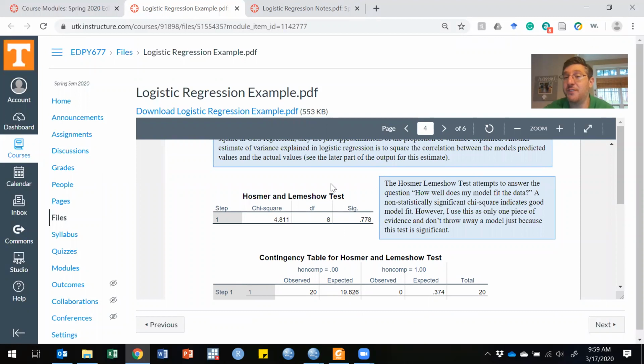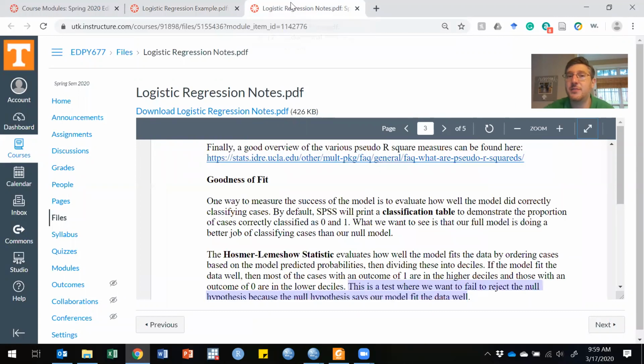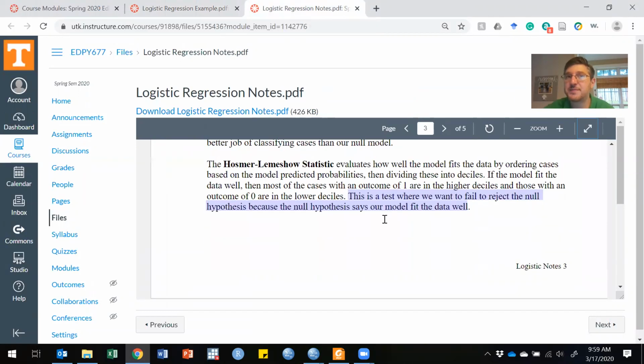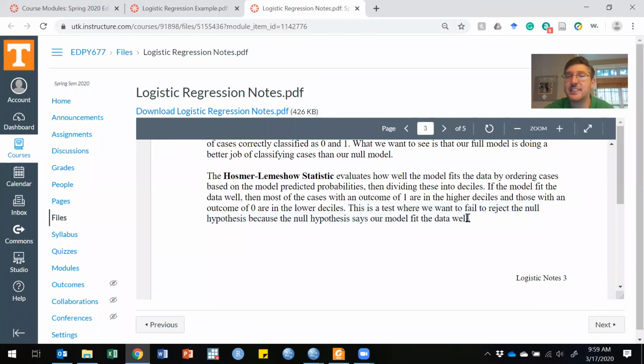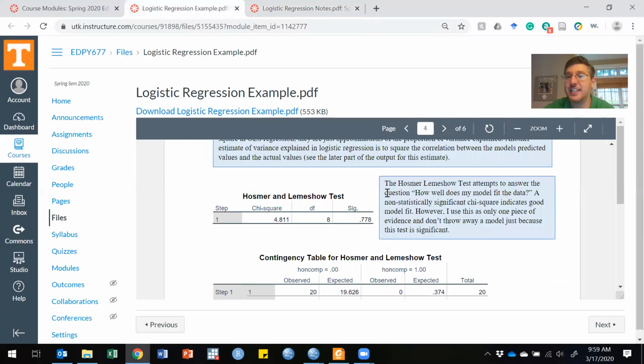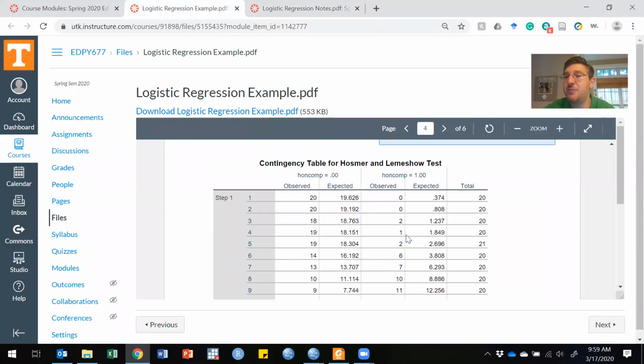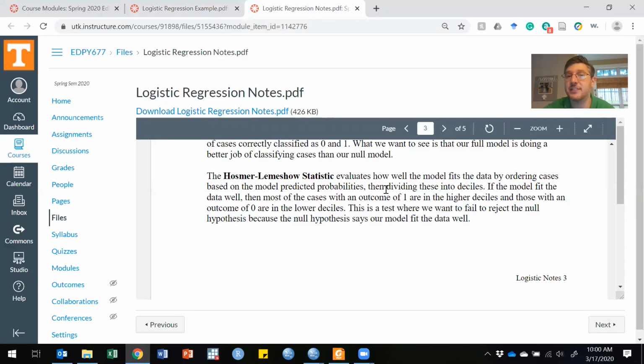This is one where we want to fail to reject the null hypothesis, which says that our model fits our data pretty well. If we reject this statistic, we could use this contingency table to diagnose the area of misfit. For example, if we had 14 observations in this decile, but our model is only expecting 3, that's a source of misfit. Here, all the numbers are fairly close between what we observed and what we expected. That's why the chi-square statistic is not statistically significant.